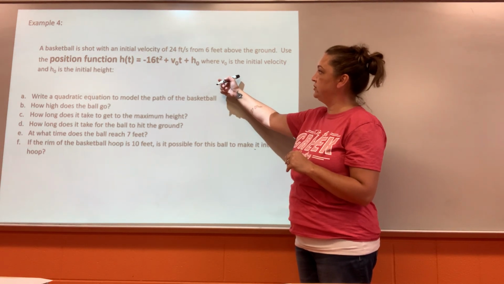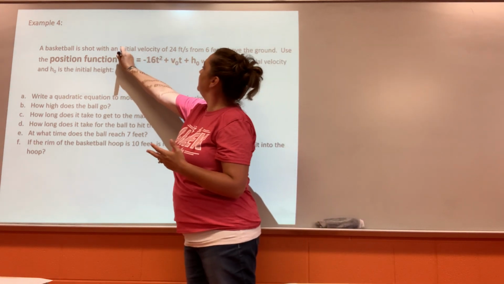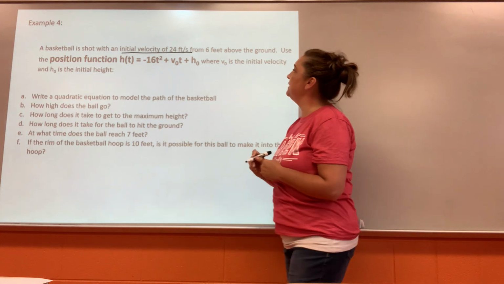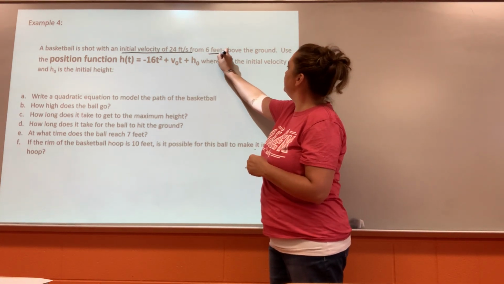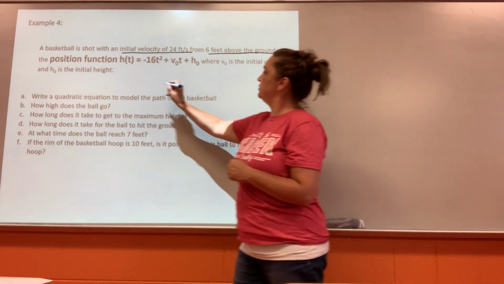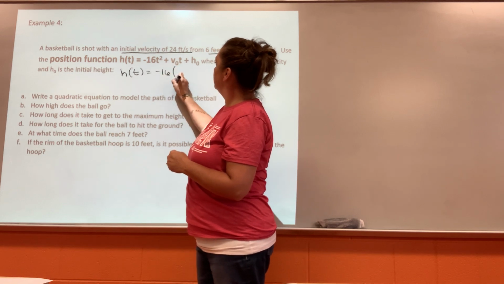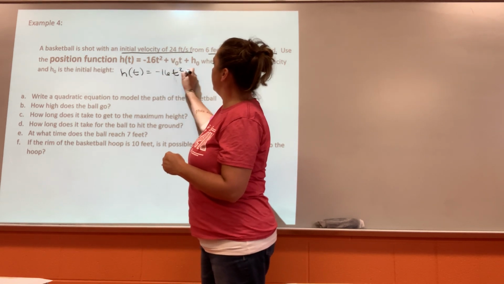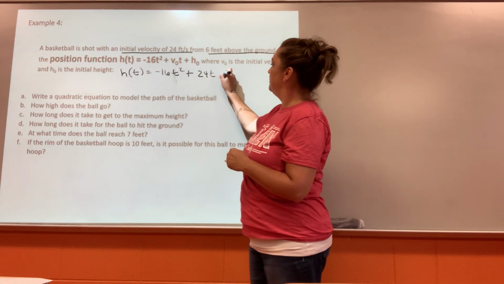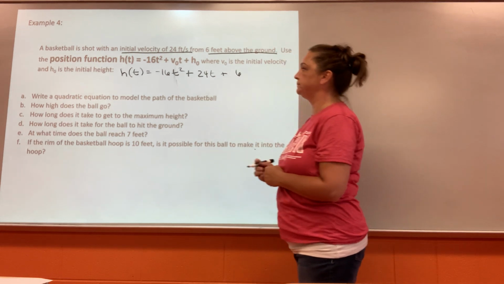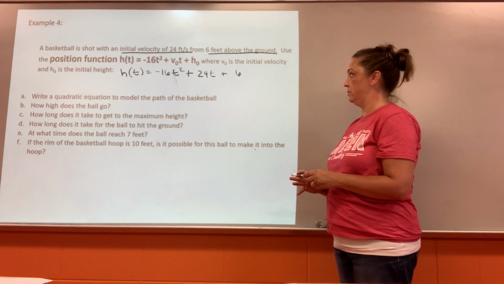With this problem, let's just plug in what we know. The initial velocity is 24 feet per second, and the initial height is 6 feet above the ground. So h of t equals negative 16 t squared, plus the velocity 24 times t, plus the initial height of 6. And there is your quadratic function for this ball being thrown.